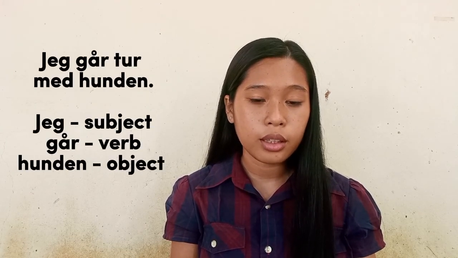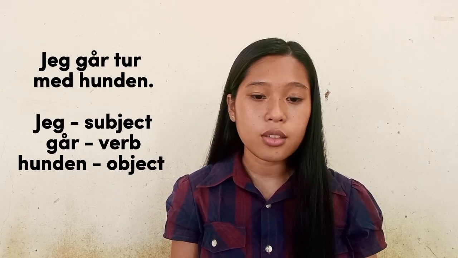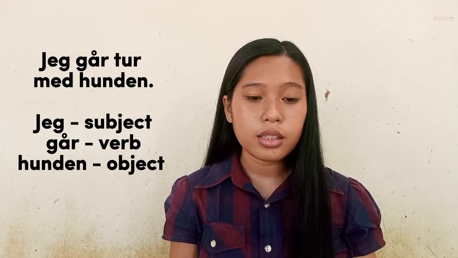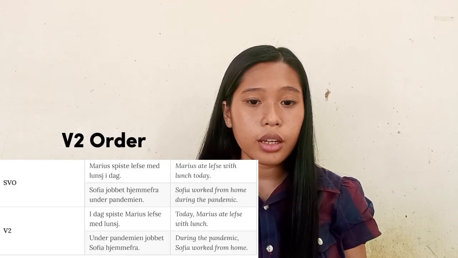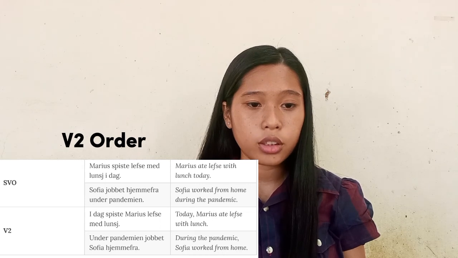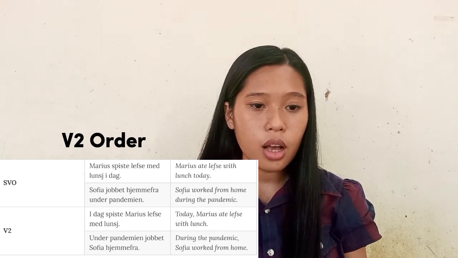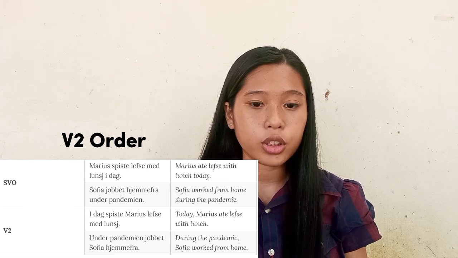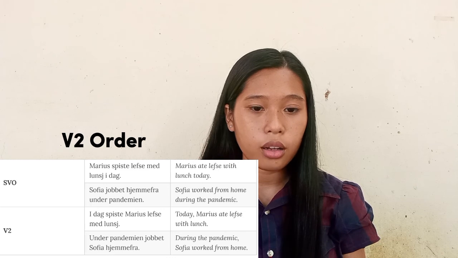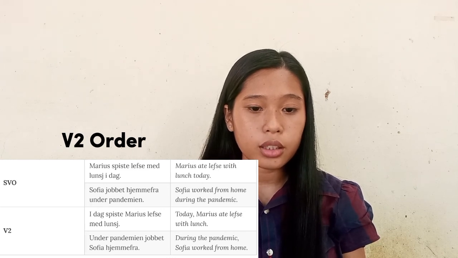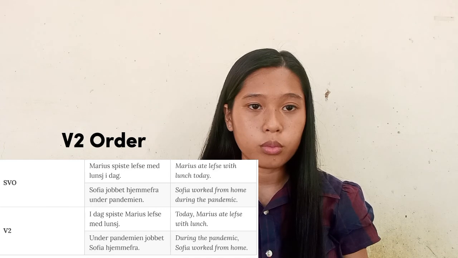For example, Jeg går tur med hunden. Jeg, that means I, is the subject, går is the verb or go, and hunden is the object, which is the dog. In verb second, it goes like this. I dag spiste Marius lefse med lunch. That translates into today, Marius ate lefse with lunch. Under pandemien jobbet Sofia hjemmefra. That means during the pandemic, Sofia worked from home.